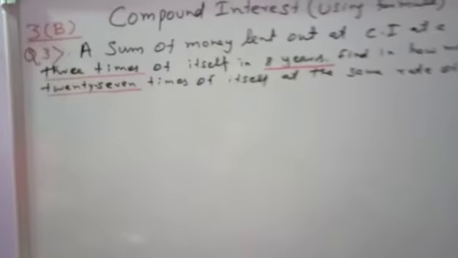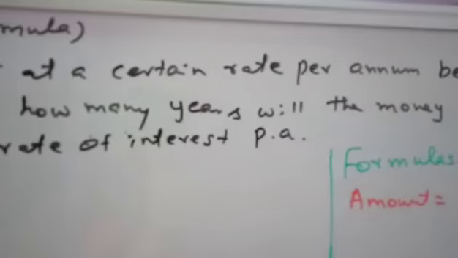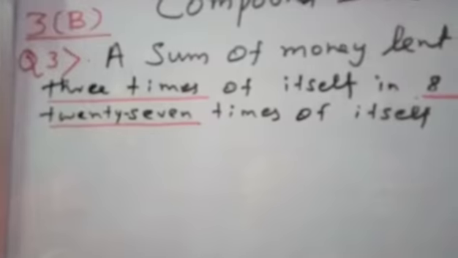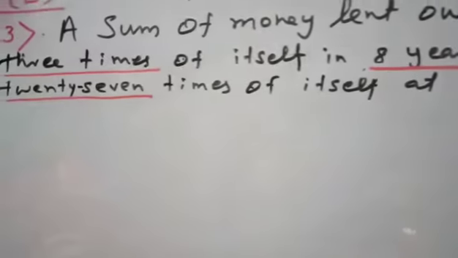Third question. A sum of money lent out at compound interest at a certain rate per annum becomes 3 times of itself in 8 years. Find in how many years will the money become 27 times of itself at the same rate of interest per annum.